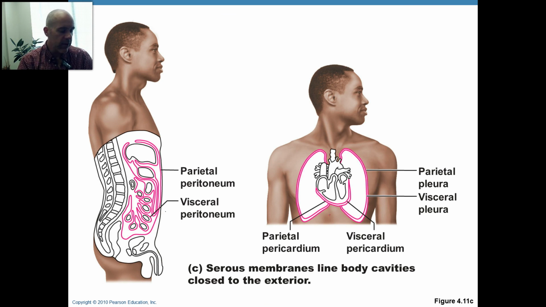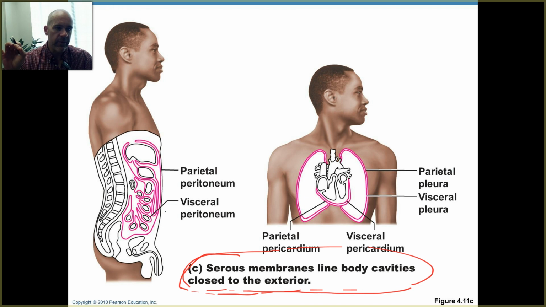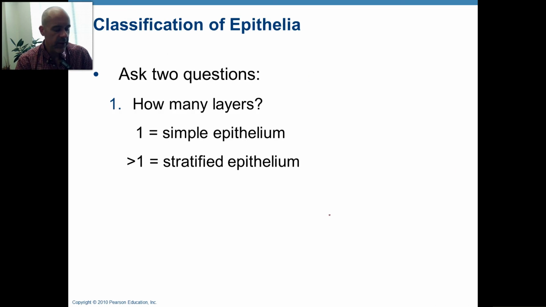All right, and then finally the serous membranes, which you guys have already learned about in Chapter 1. Those are lining some of your major body cavities that are closed to the exterior. And I want to emphasize, there are some major body cavities that are closed to the exterior. So you have those in your thoracic and your abdominopelvic cavities, those are the only locations.